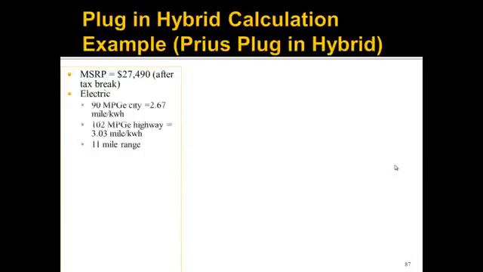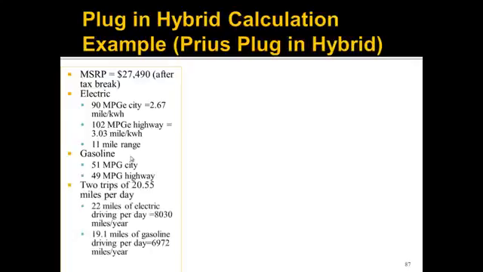So for the Prius plug-in hybrid, the manufacturer's suggested retail price is about $27,400. If it's in all-electric mode, which you can see has an 11-mile range, then just like an electric car, it has a miles-per-gallon equivalent for the city and for the highway. After 11 miles, it switches over to gasoline, and then it has a regular gasoline miles per gallon for both the city and the highway. So you can see it's a little more complicated than the other cars.